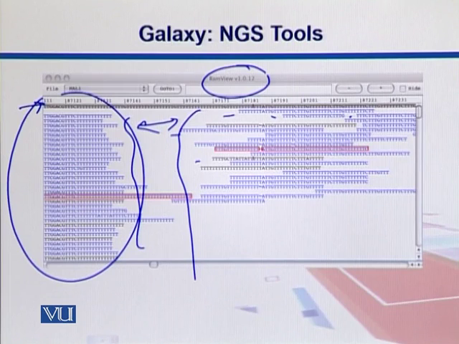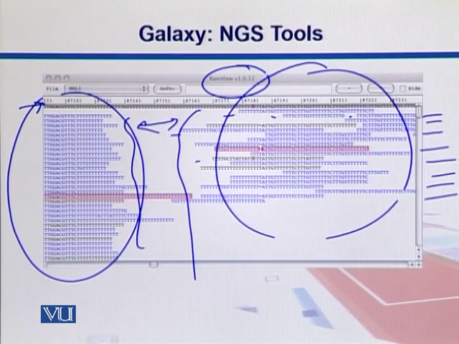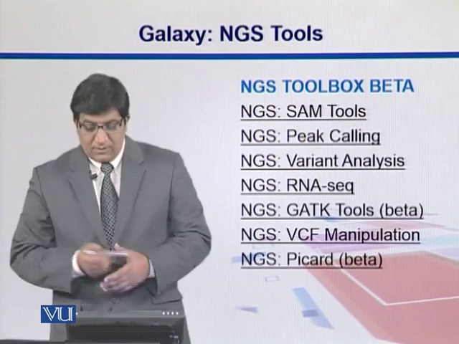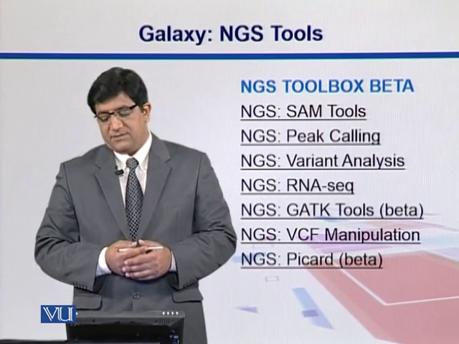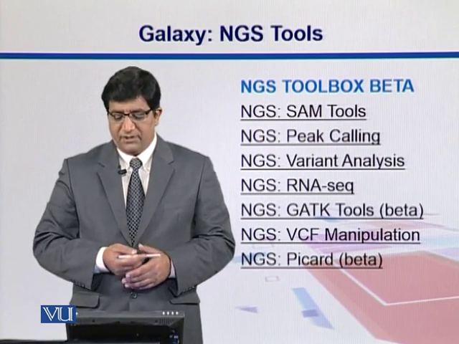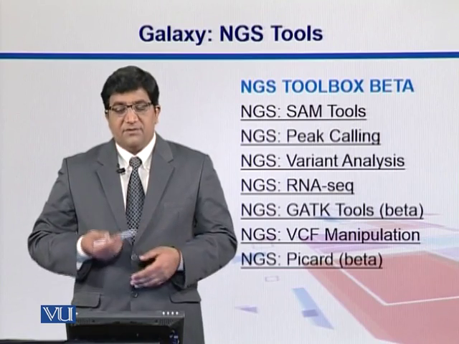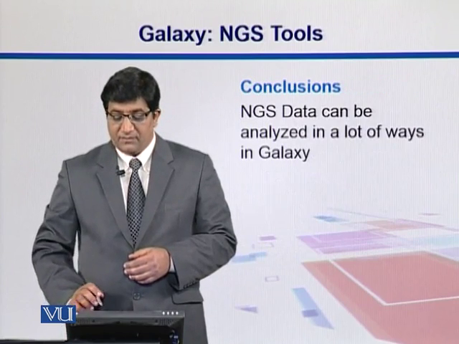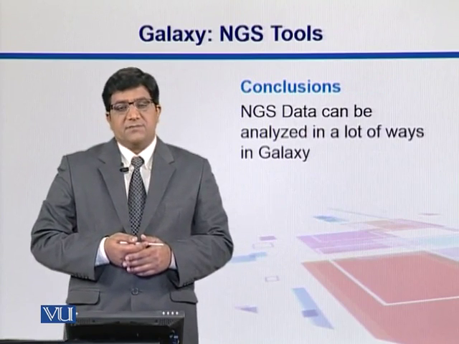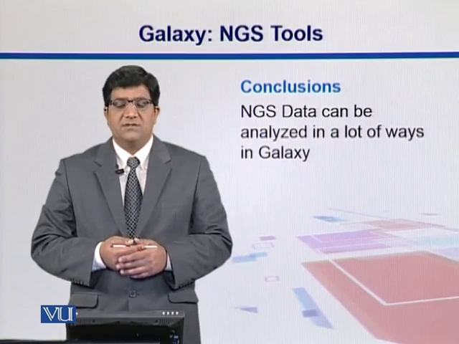If it's an expression study, all these reads, if we count them together, will give us an estimate of the expression of this underlying region. So if we compare these two regions, number 1 and 2, we can see that maybe this region is more expressed as compared to this region. There are other NGS toolboxes. There is one addition to that, they call it NGS Toolbox Beta. You can look into it, and there are different kinds of analysis you can perform with this. So NGS data can be analyzed and explored in a lot of ways using this cool software, Galaxy.